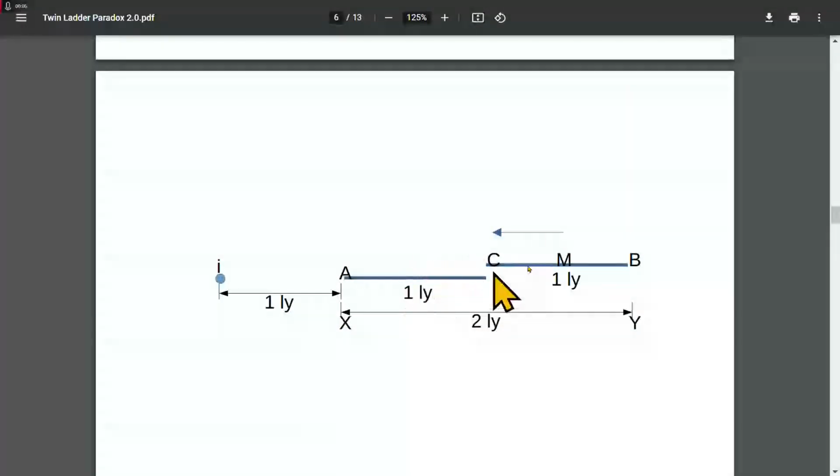So this is the initial conditions before everyone starts moving. We have A here, which is a 1 light year ruler. C and B are 1 light year apart, and the total distance is 2 light years. So how do we determine when B hits A? From C's perspective, C doesn't actually know when B hits A. C might see B hit A, but that's not simultaneous with B hitting A.